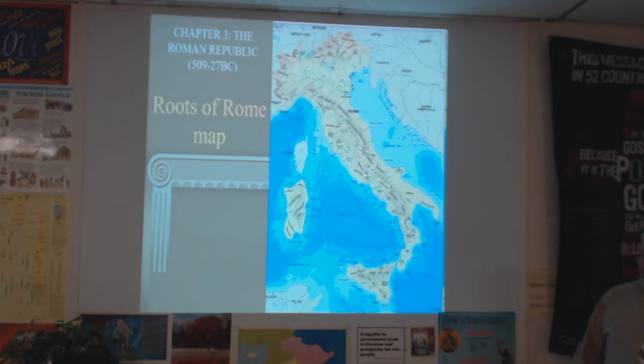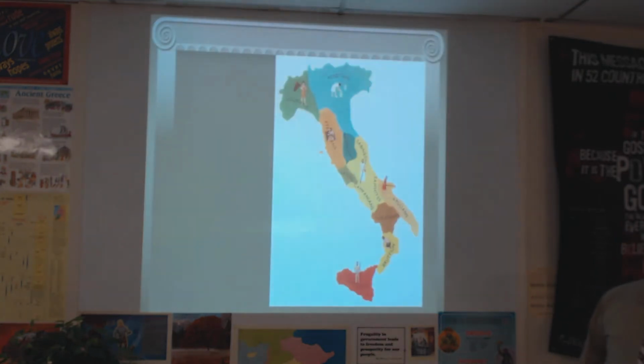Later, the Romans called it Mare Nostrum, which means our sea. So they viewed it as belonging to them. And certainly they did conquer all the areas around the Mediterranean. Let's look at the early inhabitants of Italy. First of all, we have the Latins who lived in this area, which is around the area of Rome.